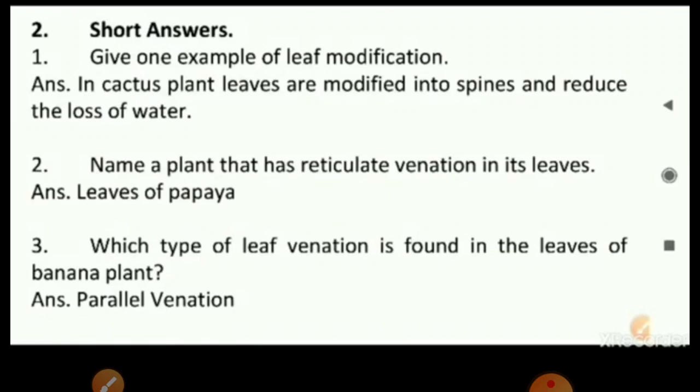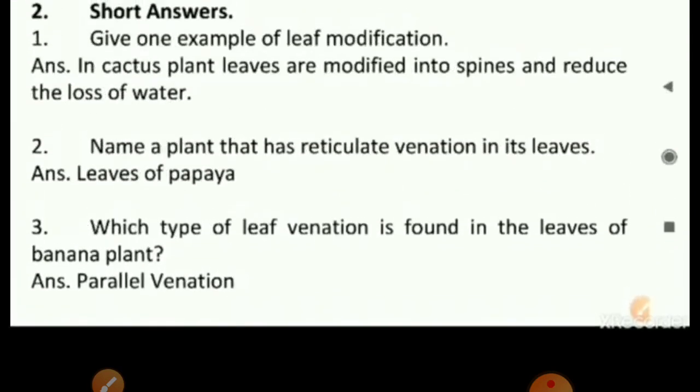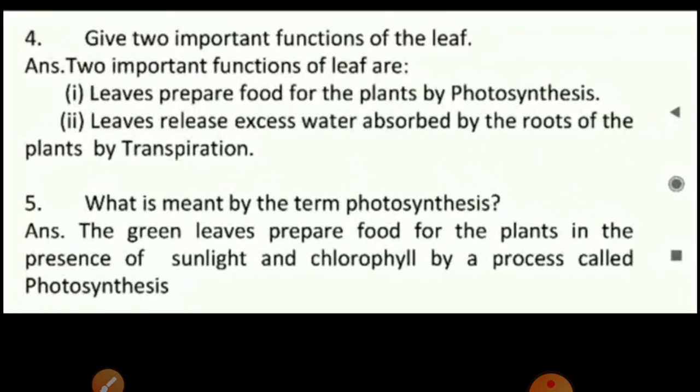Okay. Second, name a plant that has reticulate venation in leaves. Leaves of papaya, and leaves of mango is also right. Okay. Now third, which type of leaf venation is found in the leaf of banana plant? So it is parallel venation. Now next page. Here, give two important functions of leaf. So two important functions of leaf are: leaf prepares food for the plants by photosynthesis, and leaves release excess water absorbed by the root of the plants by transpiration.